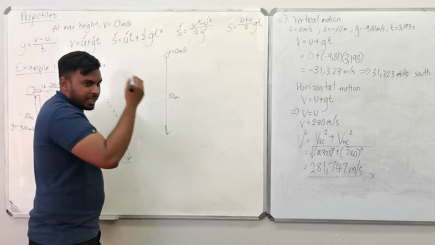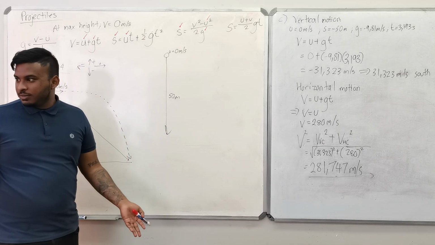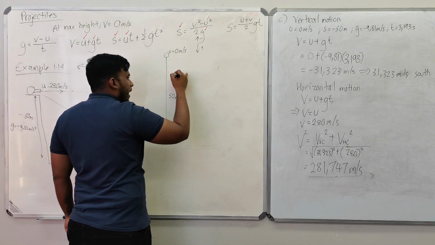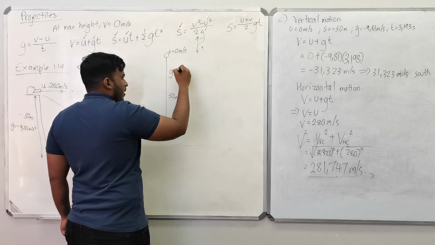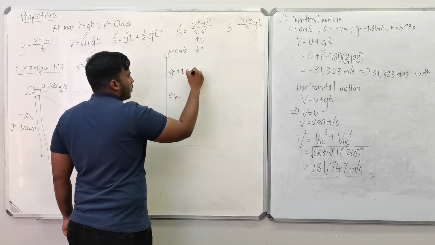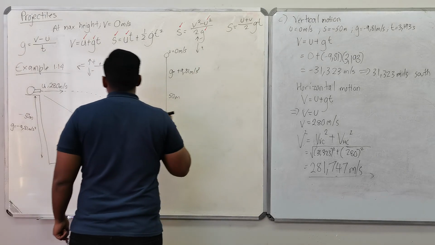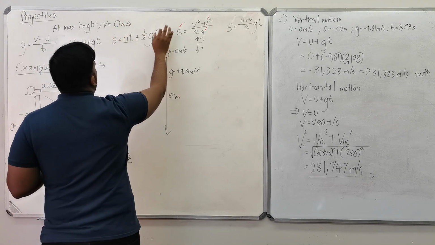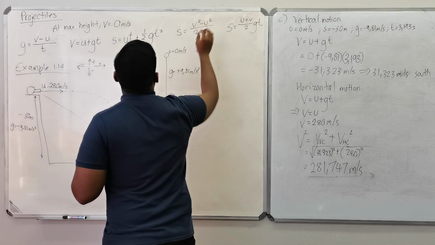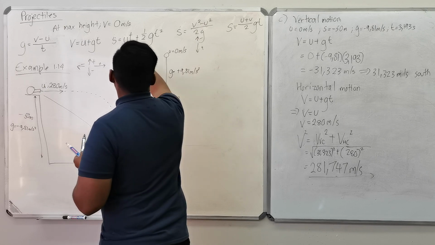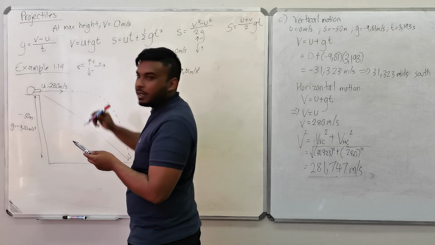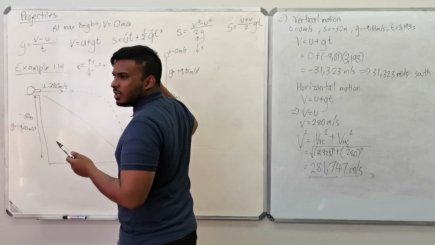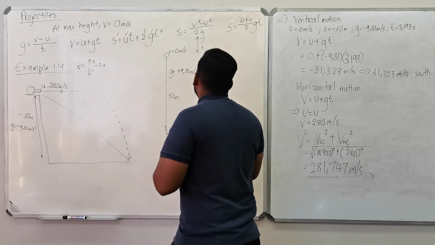Can we take down as positive, because this object is free falling? So down is positive, up is negative. In this instance, what would your gravity be? Plus 9.81 meters per second squared. They want us to work out time. Using the information given, how would we work out time? We use S equals UT plus half GT squared. You guys know why we're using it: we know initial velocity, we know gravity, we know displacement, and we're working out time. So we use the last one.